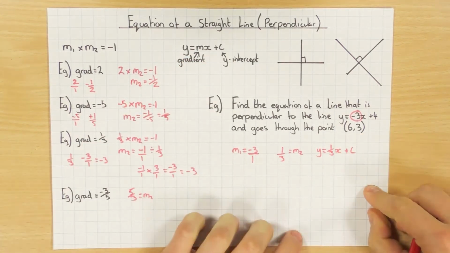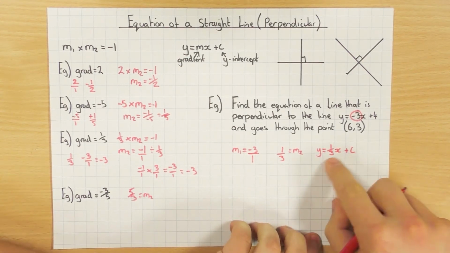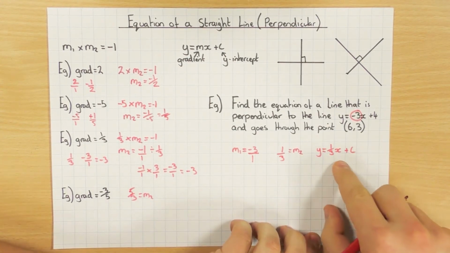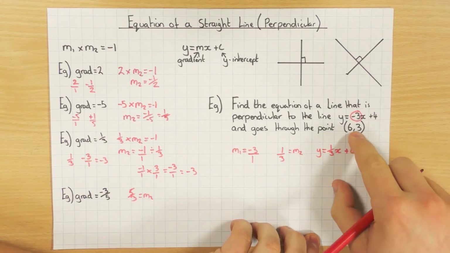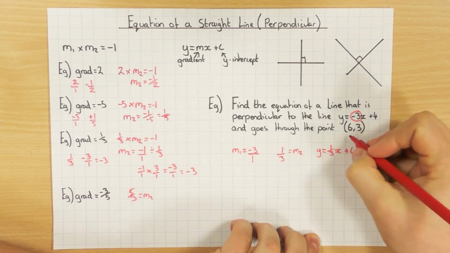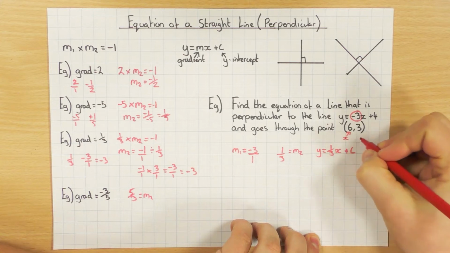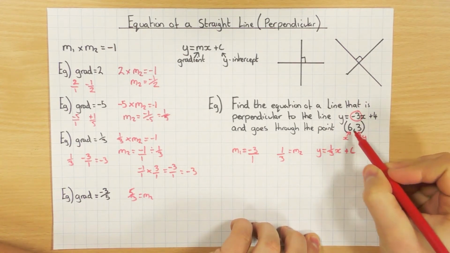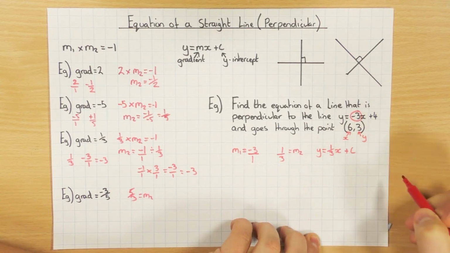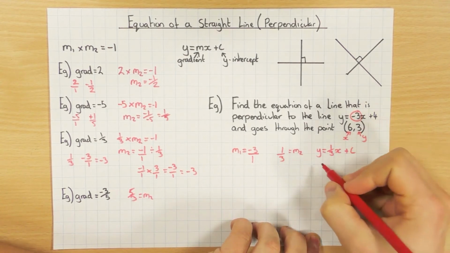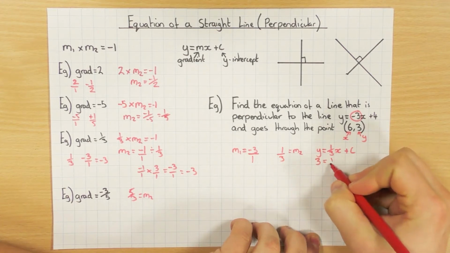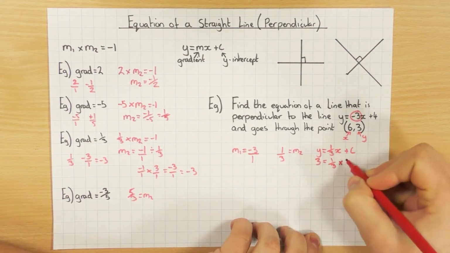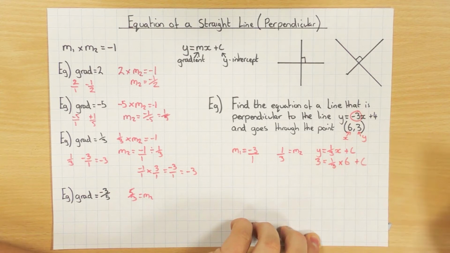Well, remember, c is where it crosses the y-axis. Now, to work out c, as you might have seen from my other previous videos, if we've got a coordinate, all we do is substitute these values into here. So don't forget, with a coordinate, you have an x value and you have a y value. So that's all I'm going to do. I'm going to substitute the x and y into this equation so far. So y is going to be 3, and then it's 1/3 times x. Well, x is 6, and then I'm going to plus c.